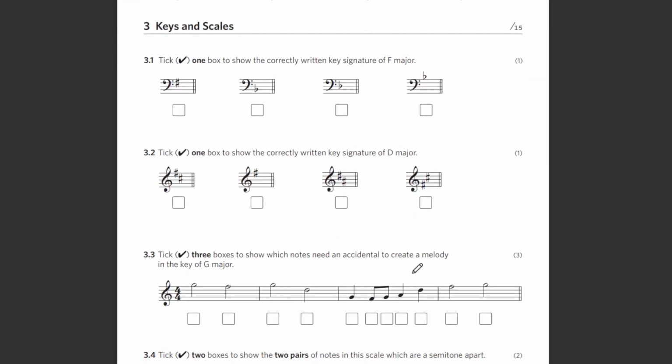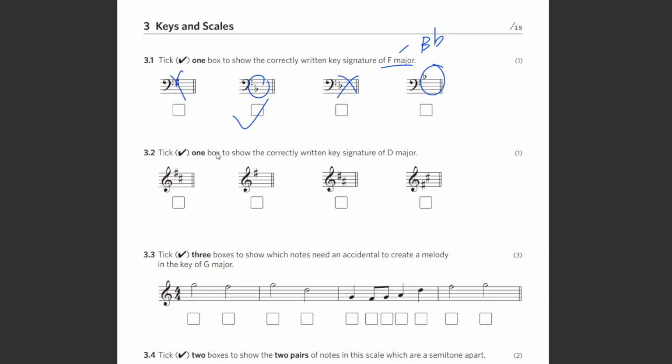Section 3, keys and scales. Tick one box to show the correctly written key signature of F major. F major has B flat. You don't write the B flat here, you write it here. So this is correct. The rest are not B flats. For a key signature, you need to write the flat or the sharp at a particular location. You cannot change. So it must be this B flat.